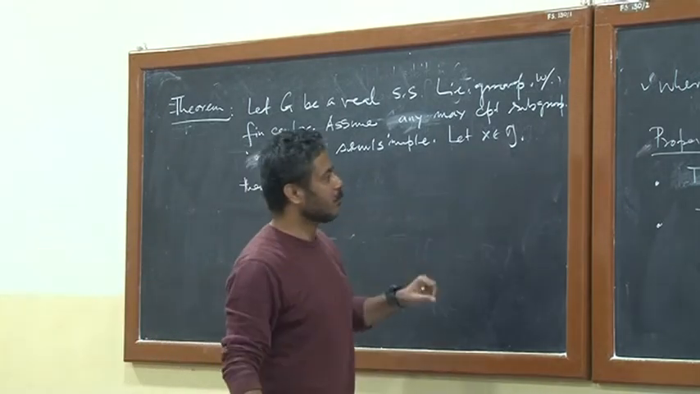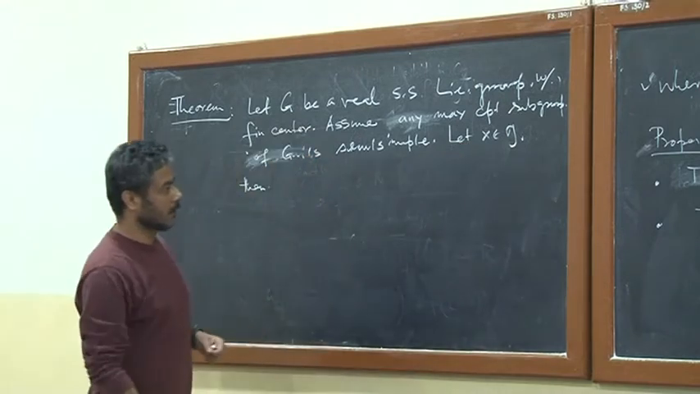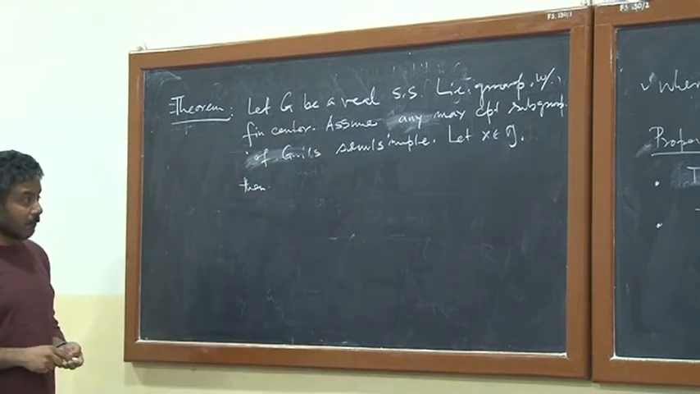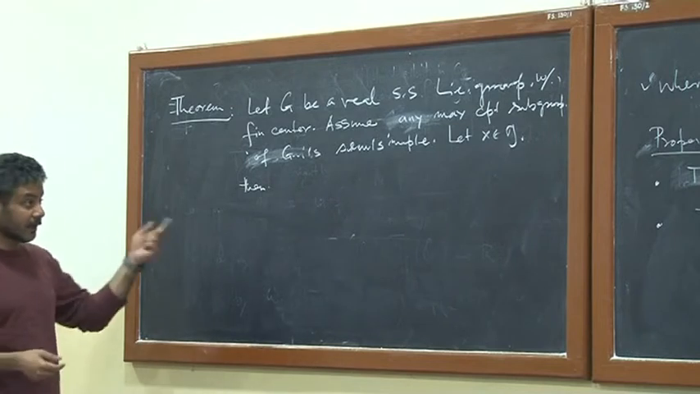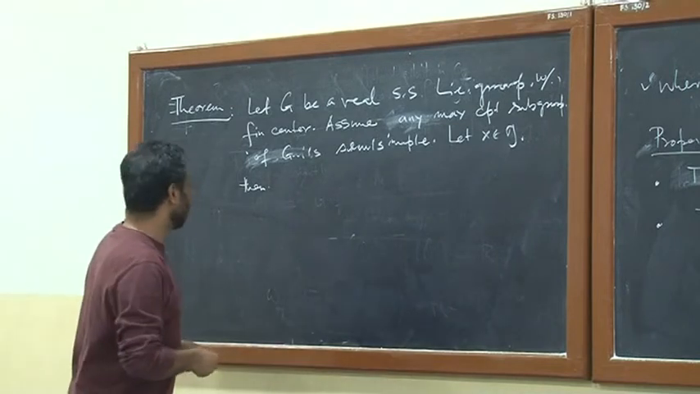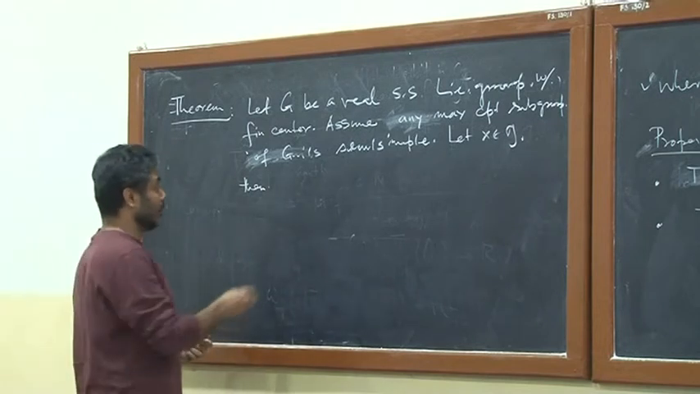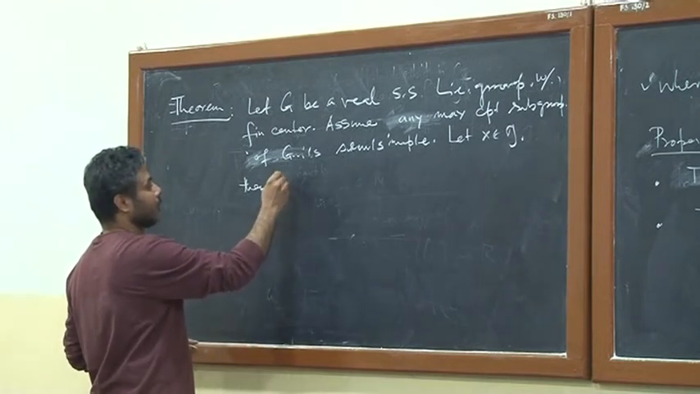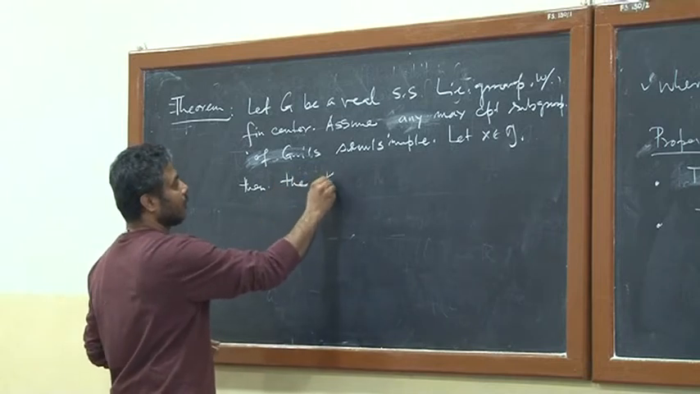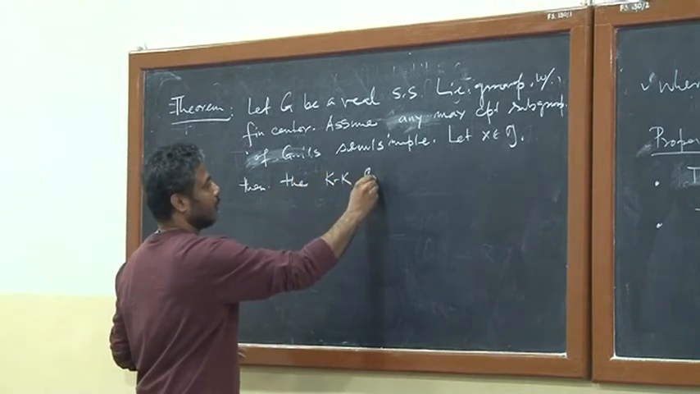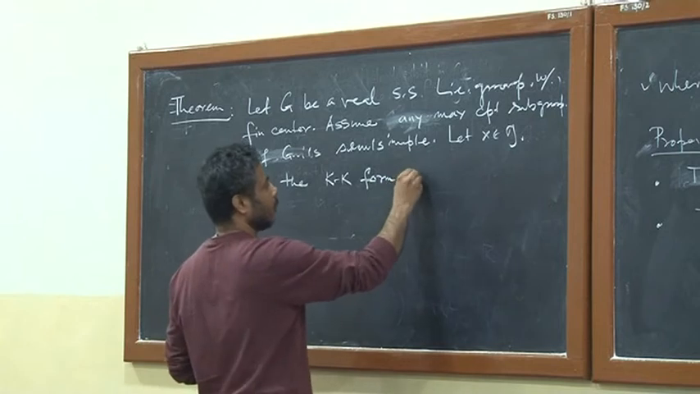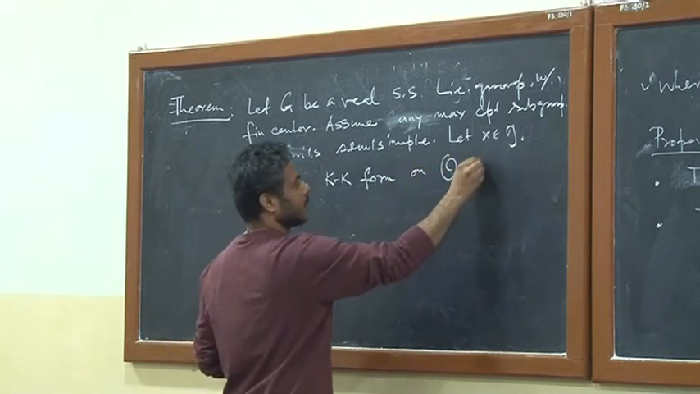If G is semi-simple, then you can transport the Kirillov-Kostant form from g* to g. As I said, it is a G-equivariant map. So via the Killing form, then exact.